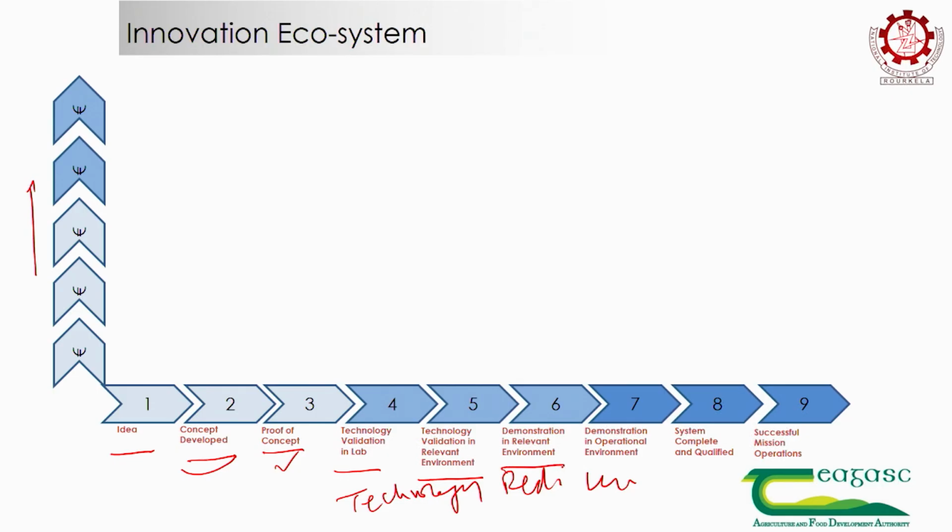Then you demonstrate in a relevant environment, then an operational environment, that means a real factory setting, and then you configure the system for what all is required, because what is done in a lab in a small centrifuge cannot be done with large-scale centrifugation. You have to have a different system, and then you launch it. That is the sequence of any idea or technology. The majority of ideas start from here and end up here, or you can take this as the most comfortable zone.